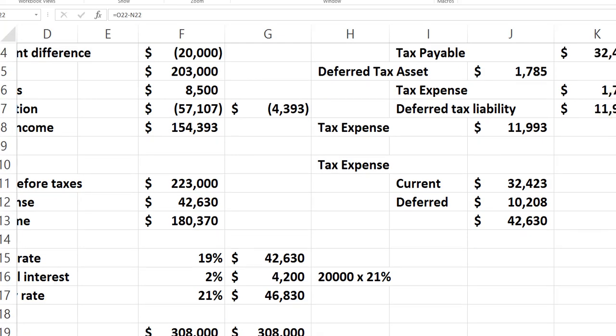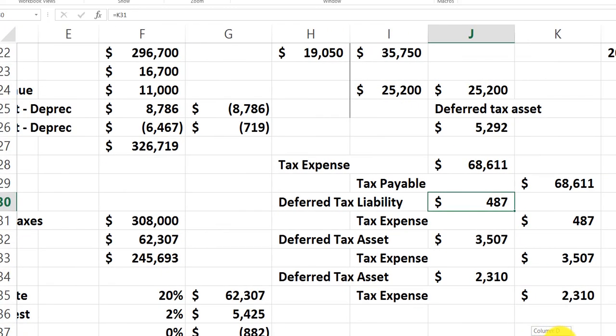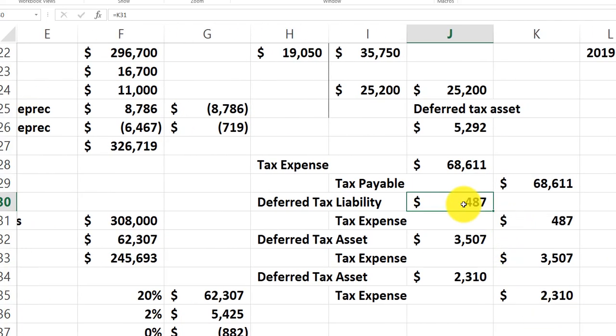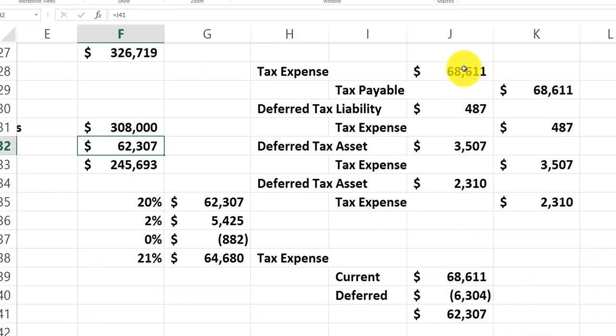was 11,993. So the difference, we need to make that liability go down by 487. And if we make the liability go down, we need to credit the expense. So our tax expense is this journal entry amount minus this, minus this, minus this, 62,307. All right, and finally we subtract that and get our net income. And of course, the current amount and the deferred, three amounts together.